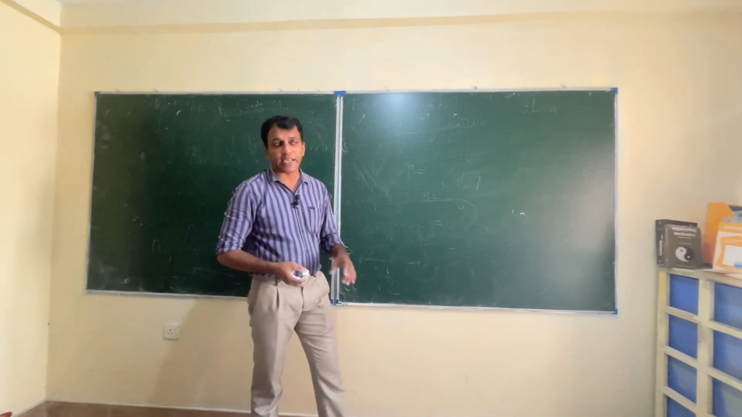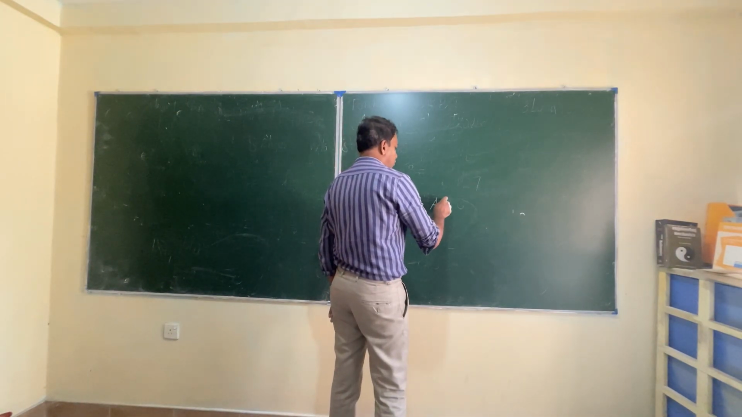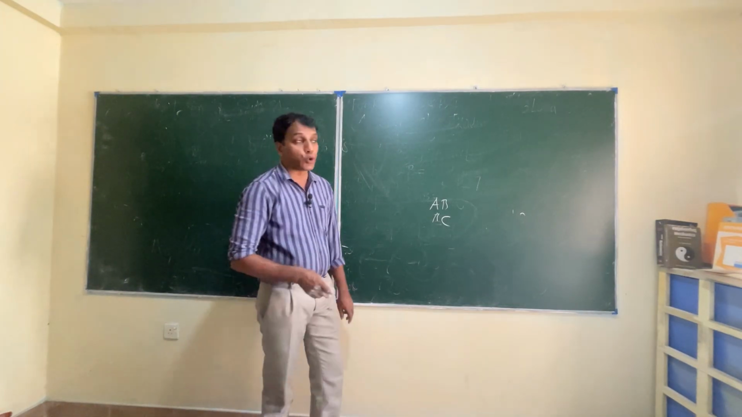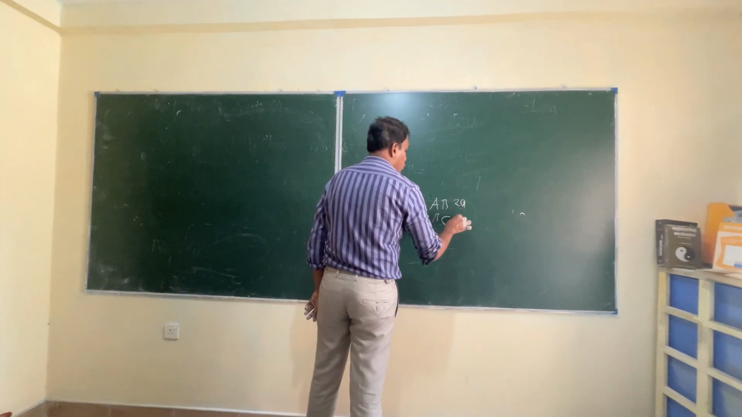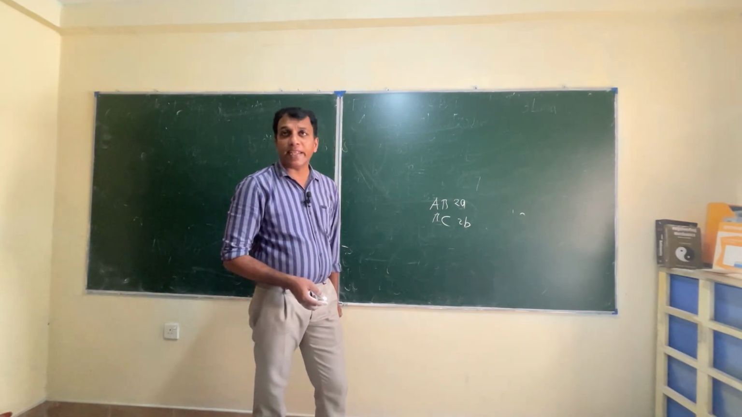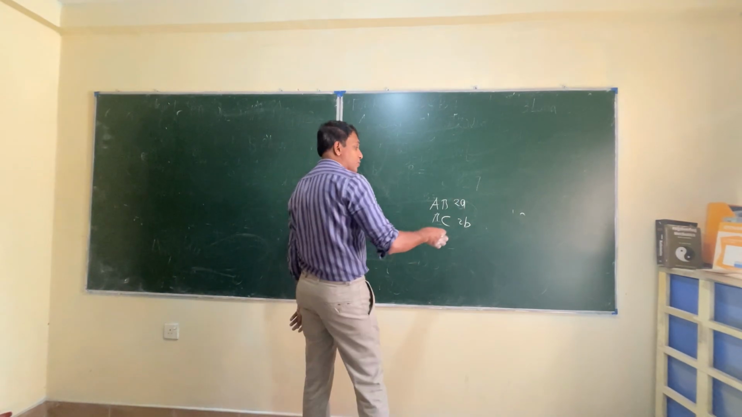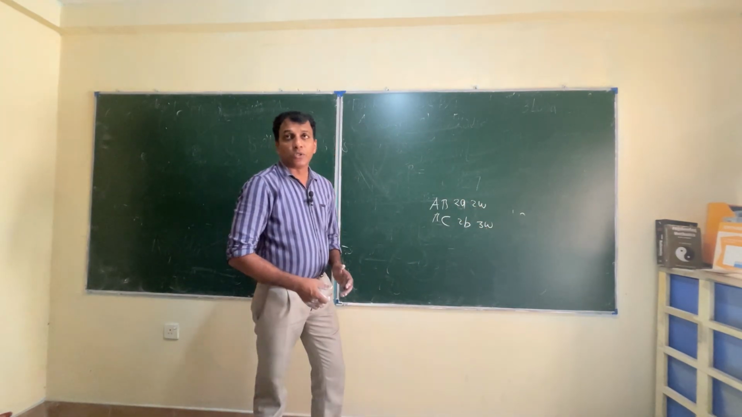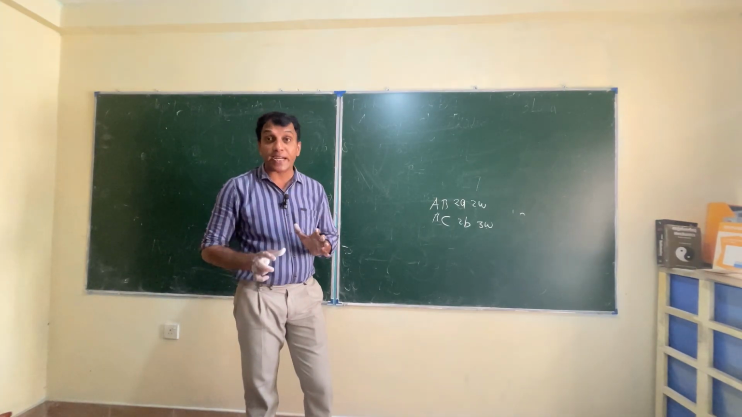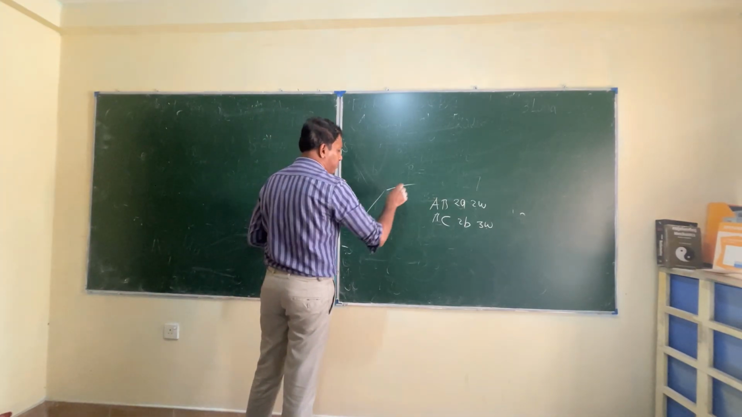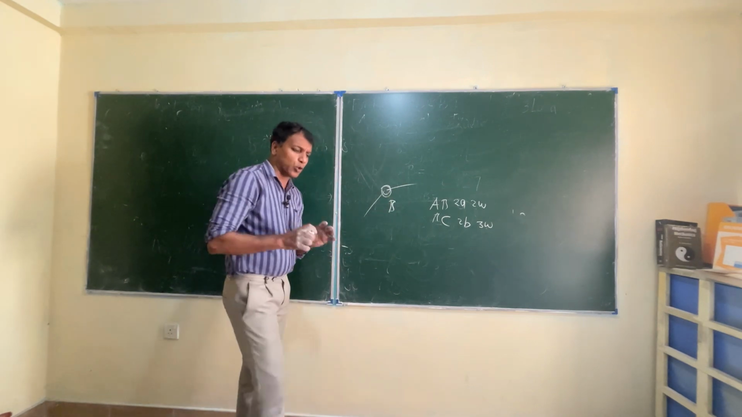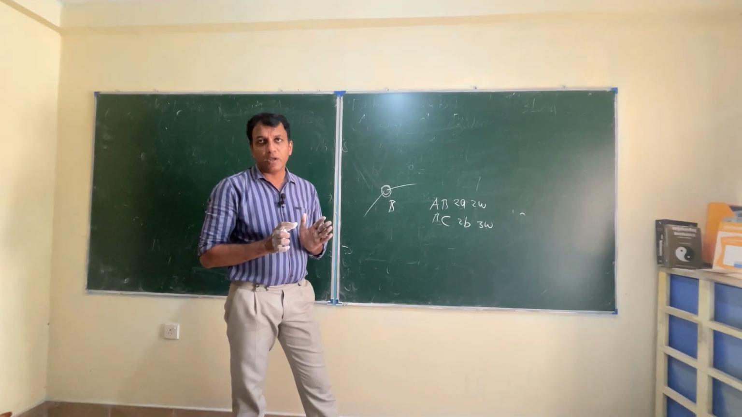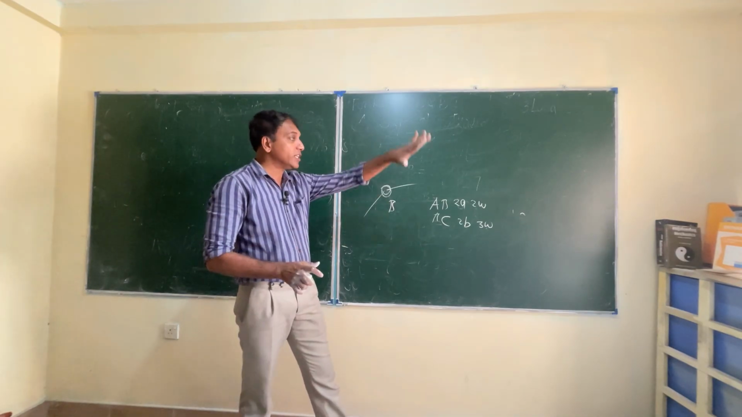Two uniform rods AB and BC, with lengths 2a and 2b, and weights 2W and 3W, are smoothly jointed at B. Always read the problem quickly and draw a rough diagram. They are in equilibrium in a vertical plane.